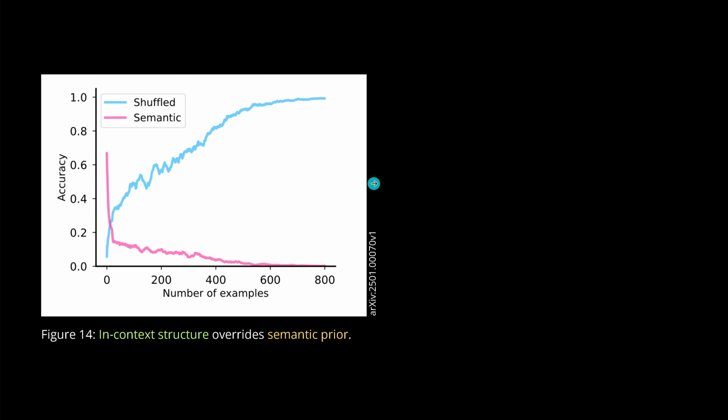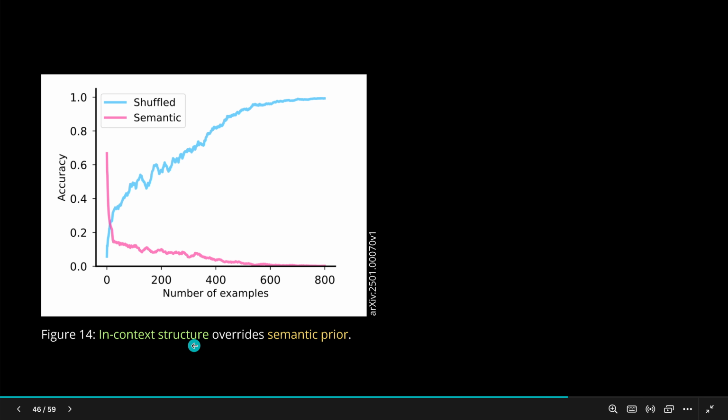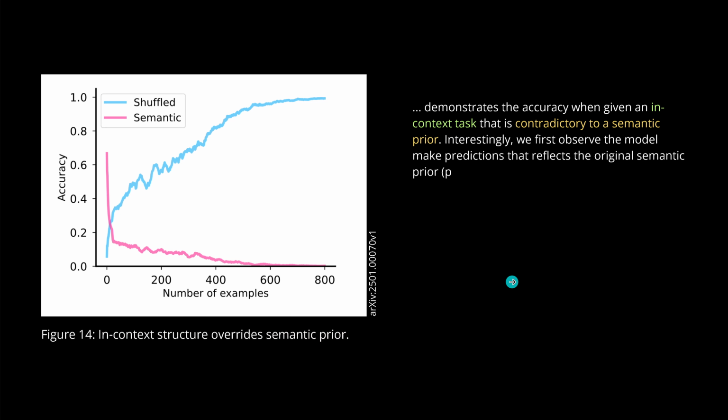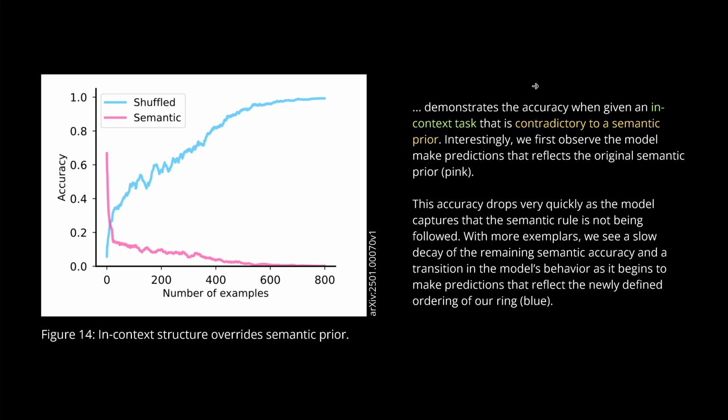So this is the sad truth. Harvard did exactly this: the number of examples provided at which the in-context learning overrides the semantic prior, the pre-encoded knowledge of an LLM. If you look at this in detail, this demonstrates the accuracy and the number of examples, X and Y axis, given an in-context task that is in contradiction to what the LLM learned, a contradiction to the semantic prior.